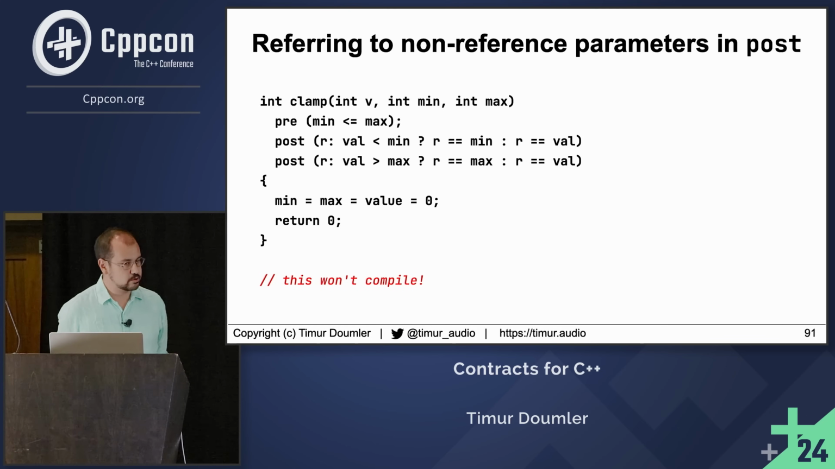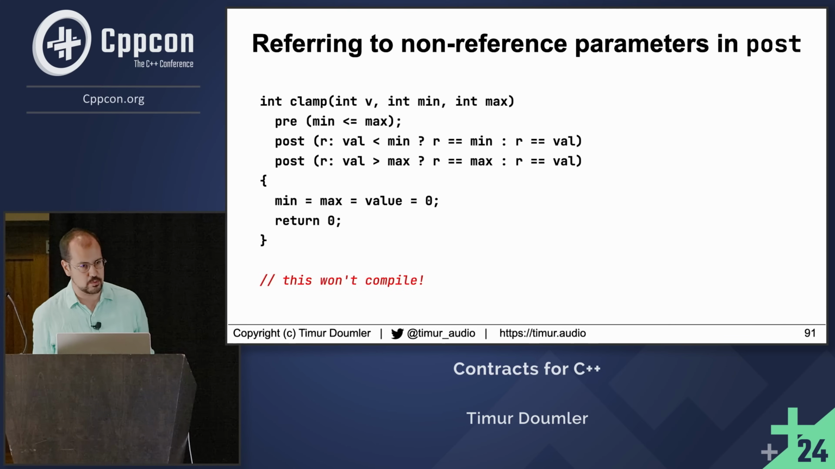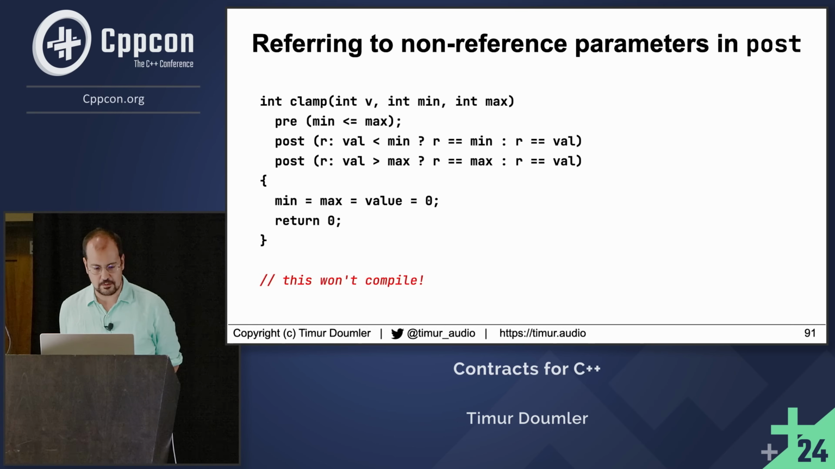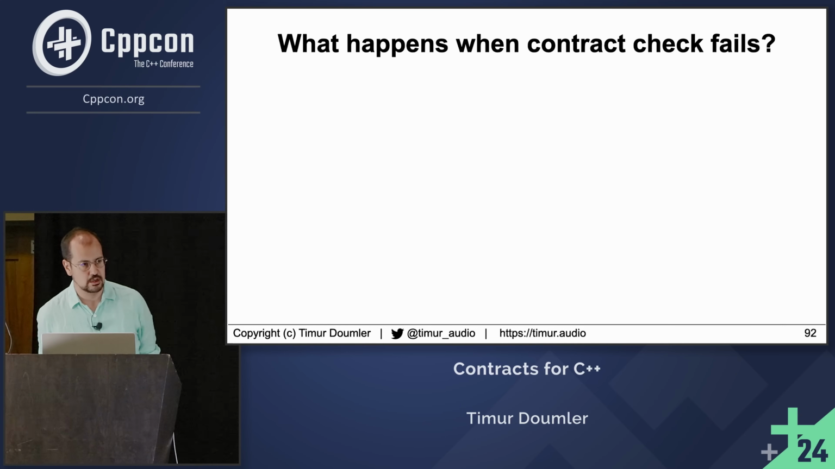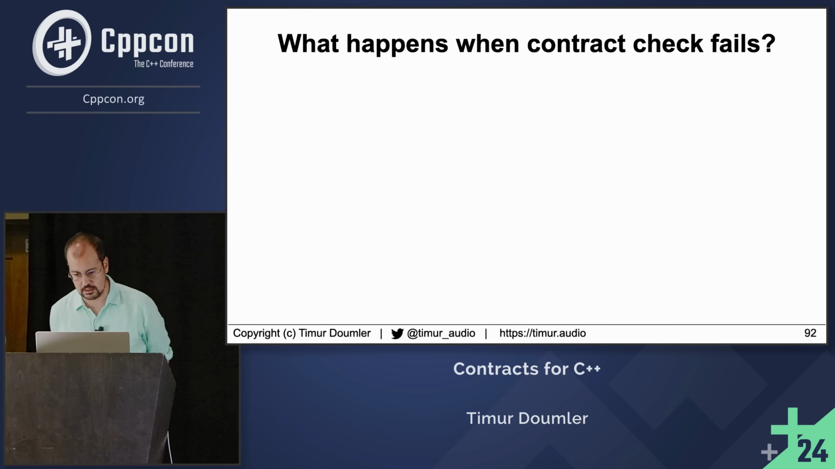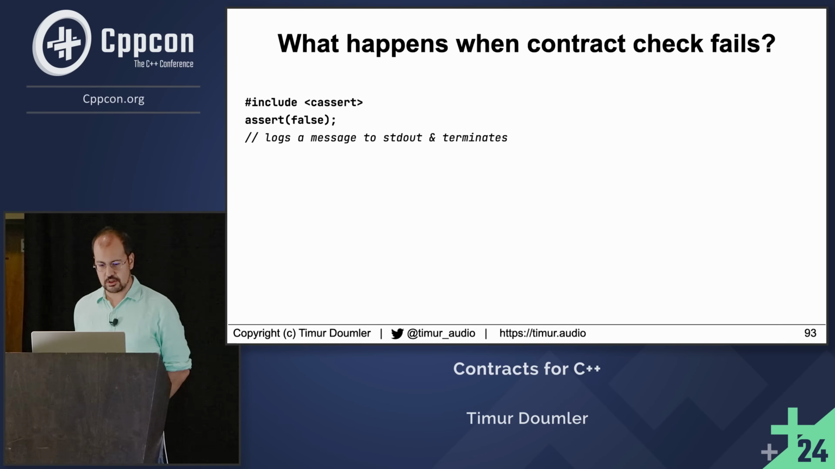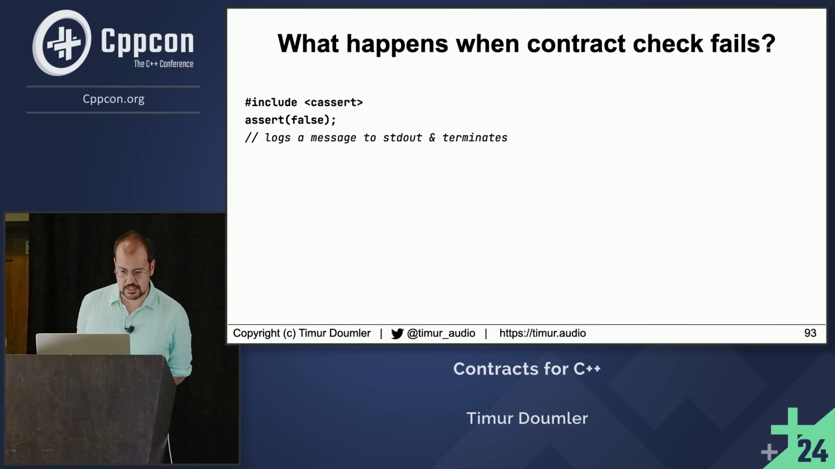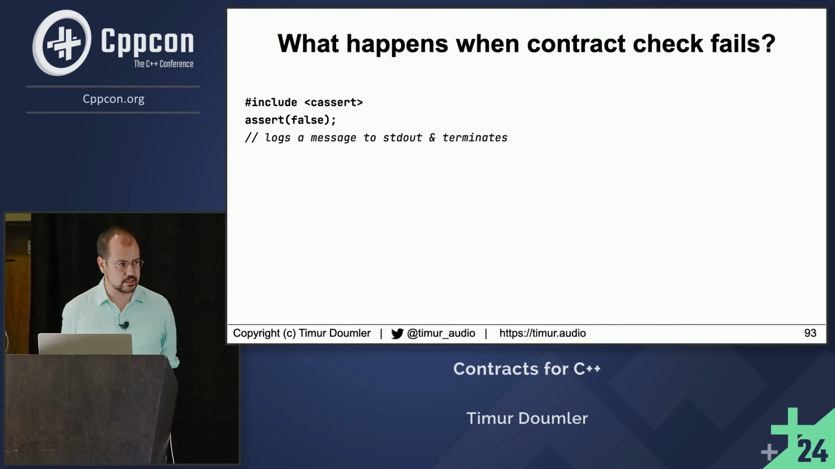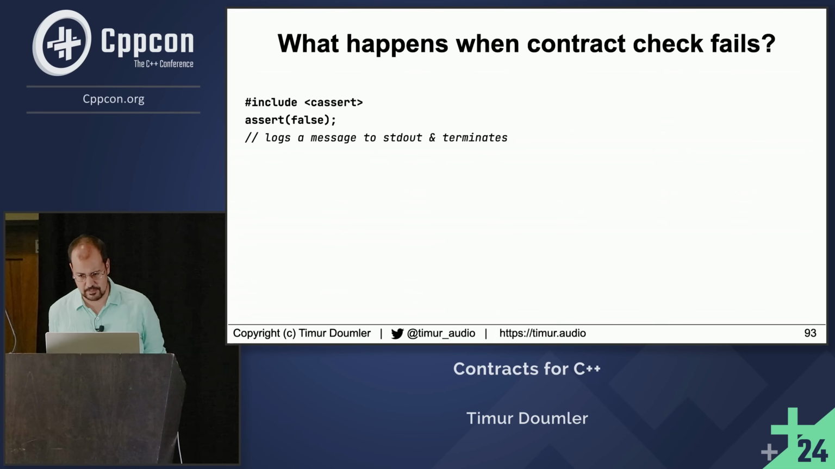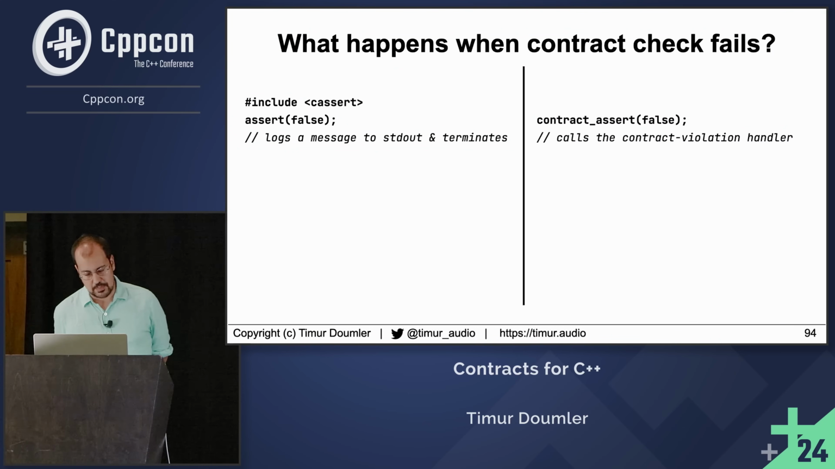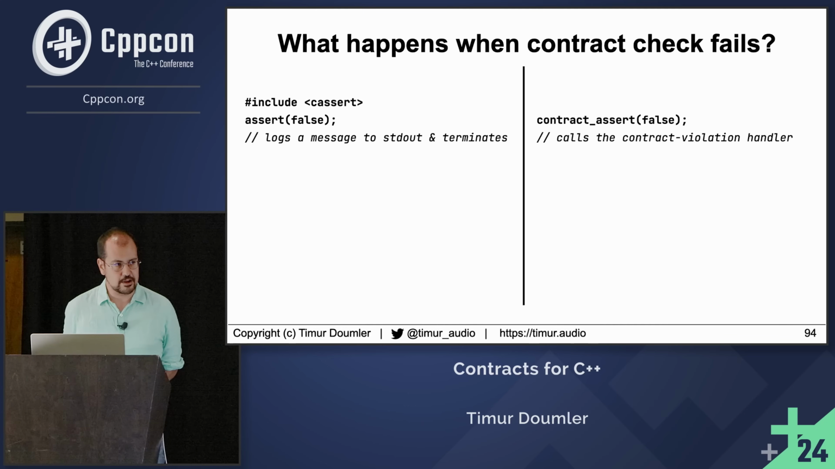All right, so now we know how to spell these things, when they compile or when they don't compile, when they're evaluated, what the semantics of this expression are. But what happens when that expression evaluates to false? What happens when the contract check fails? With cassert or other assertion macros, if you implement them, you can decide what they do. But with cassert specifically, if you turn them on and they fail, then what happens is that it logs a message and terminates, right? That's what happens. And you don't really have any other option there. With pre or post or contract_assert, something slightly different happens. It calls the so-called contract violation handler, which is a special function that we define.